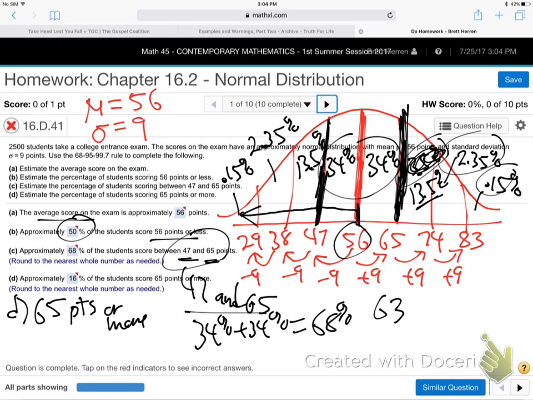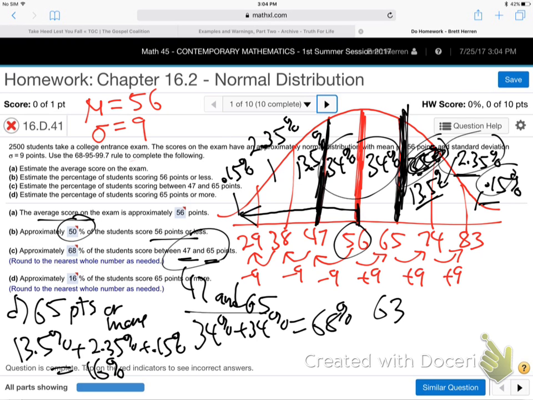13.5%, 2.35. So it's whatever that is. Oops. Write it down over here. It is 13.5% plus 2.35 plus 0.15. Choose your calculator. 16%. We're done. Did you track with that?